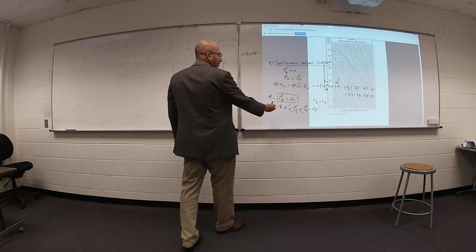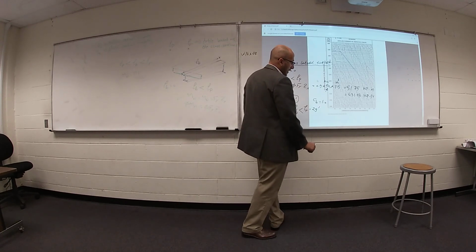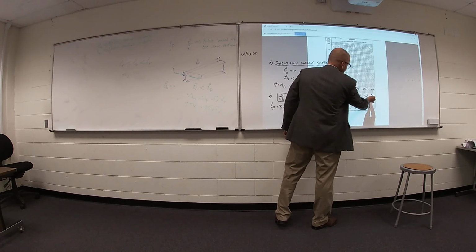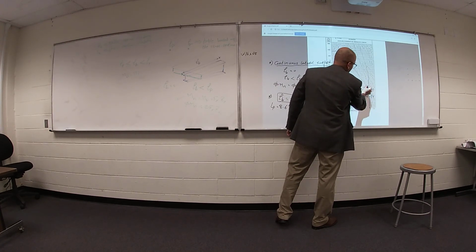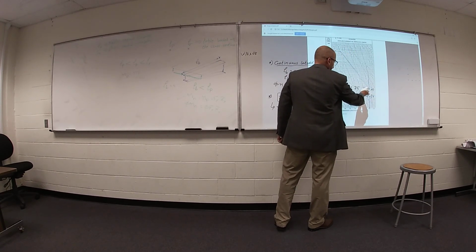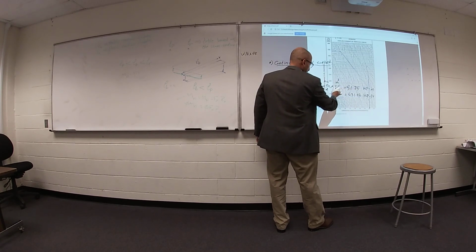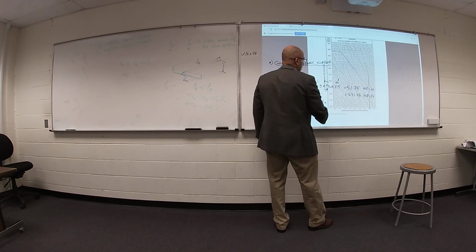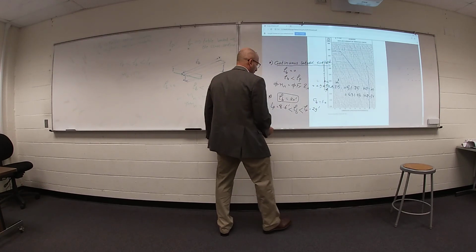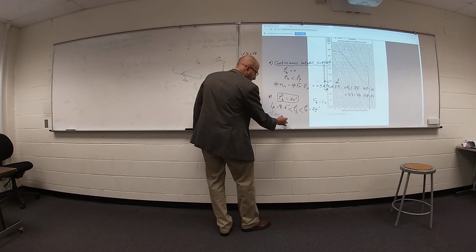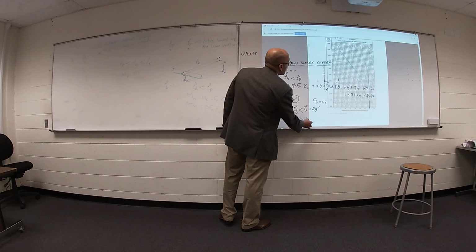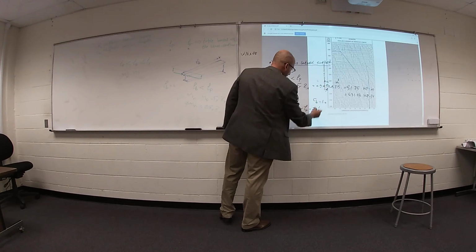So, using your unsupported length of 20, go up until you hit your cross section, then go horizontal. Here is your design bending moment, something around 345 kip-feet, phi Mn.